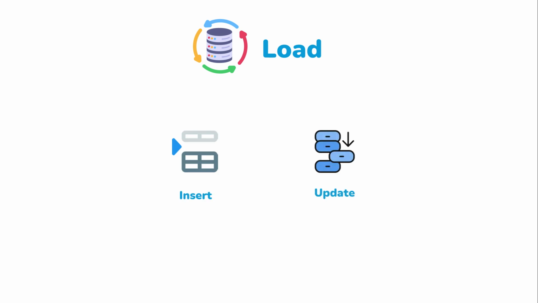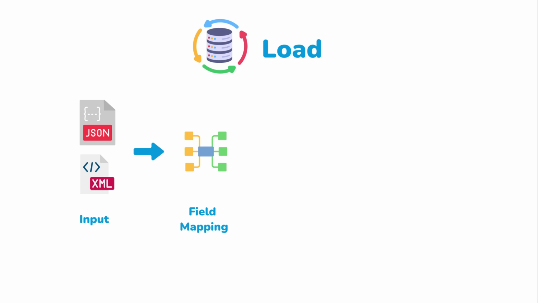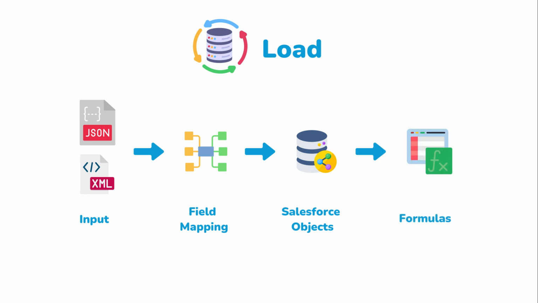The third is DataRaptor Load. Using this, we can either insert or update data to Salesforce objects. In this, we need to provide input in either JSON or XML format. This input and its fields or attributes should then be mapped to the individual fields of the Salesforce object. Similar to DataRaptor Extract, we can build formulas using which we can create new fields, calculate their values, and map them as well to Salesforce object fields.